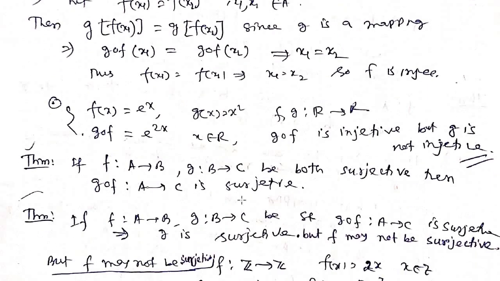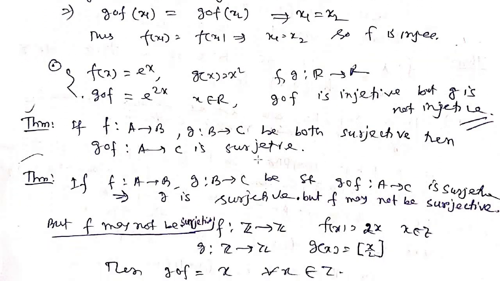Similarly, we can prove that if f comma g are surjective, then g compose f is also surjective. This is not that much difficult. So we need to prove that this is surjective. So we have to take an element z from C, and we have to find an element x in A such that g compose f(x) equal to z. So how do we find? Let z belong to C.